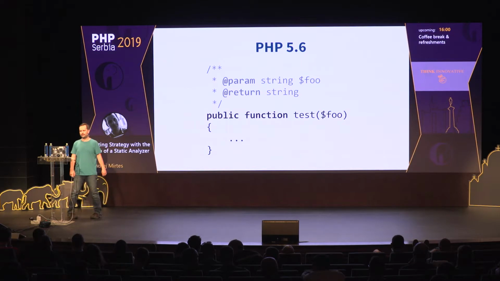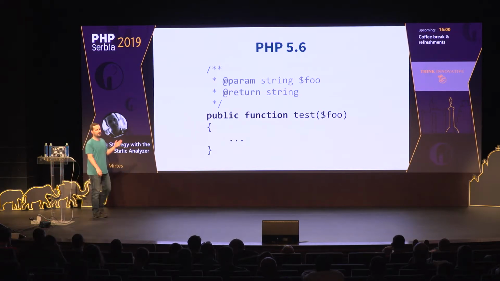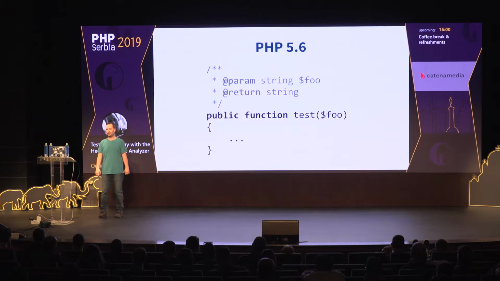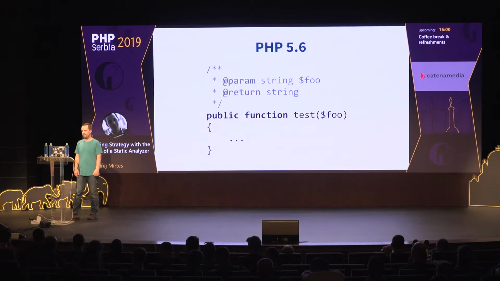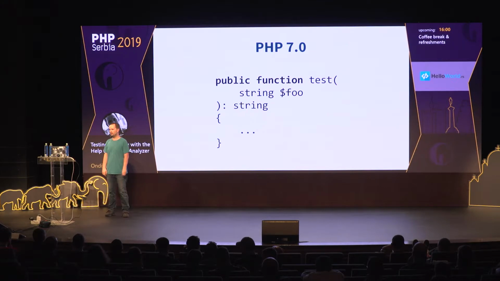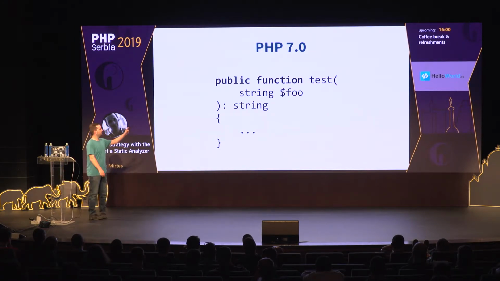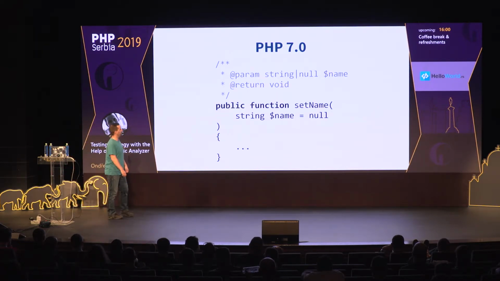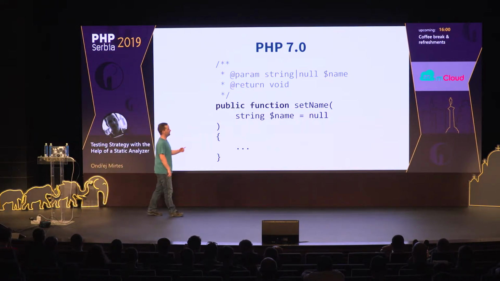In PHP 5.6 you weren't able to write scalar type hints, so you had to resort to PHP docs, which don't actually mean anything for the runtime, but can still be used by static analyzers and of course IDEs like PhpStorm. PHP 7 allowed you to write scalar type hints and also return type hints, which is very important. But you still couldn't write nullable type hints. So the only way to achieve a native scalar nullable type hint was to make it optional.